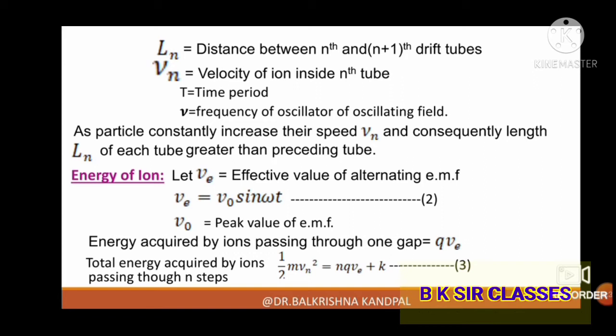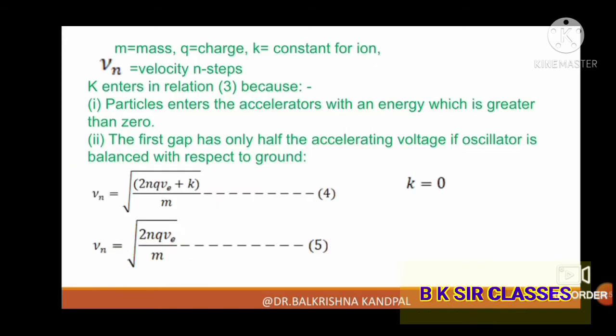Total energy acquired by the ion passing through n steps: if we suppose there are n steps, then it can be shown as half m vn square, which is the kinetic energy, equal to n qVe plus K. This whole expression is equation number 3. Here m is the mass, q is the charge, K is a constant for the ion, and vn is the velocity after n steps.